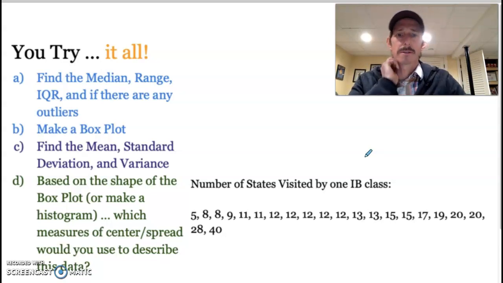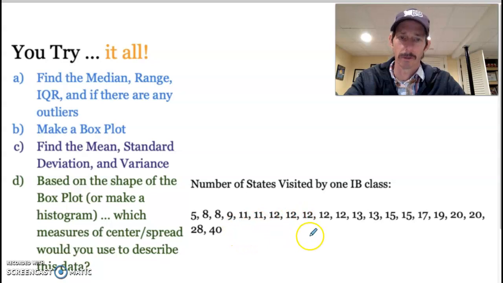So you're going to try this from one of the IB classes that we collected data on. These are the number of states that were visited by a particular class. And again, I'm not putting 2, 3, or 4 of these classes together, because that would be a lot of data and you would have to put it all in your calculator. So we're sticking to a single group. This is around 20 or so, 21 pieces of data. I don't remember how many exactly.